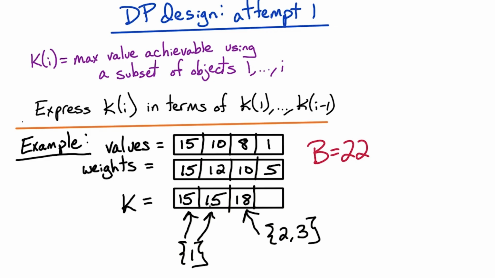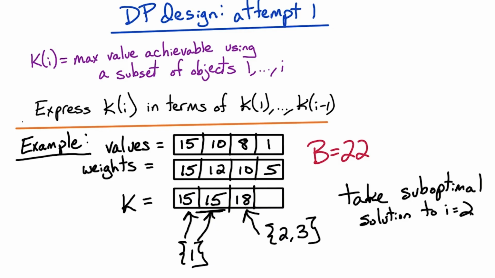But K of 3 is obtained by taking a suboptimal solution to i equals 2. We don't want to use the optimal solution because that doesn't allow us to add object 3 into the backpack. There's not enough spare capacity available. So we need to take a suboptimal solution to i equals 2. The key is that that suboptimal solution to i equals 2 has enough spare capacity to allow us to add in object 3.